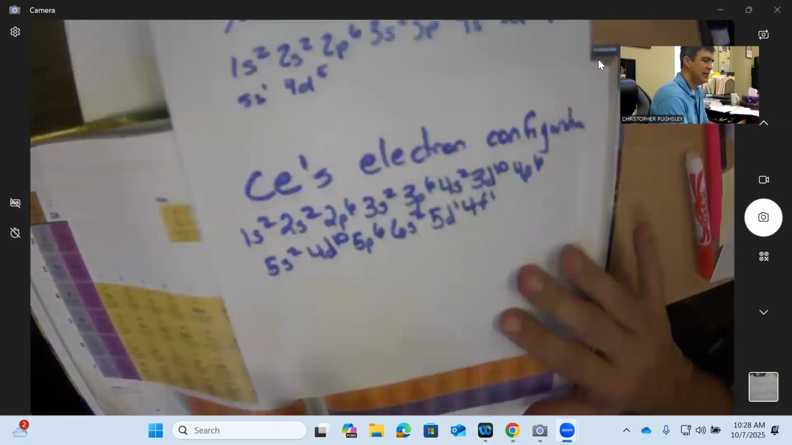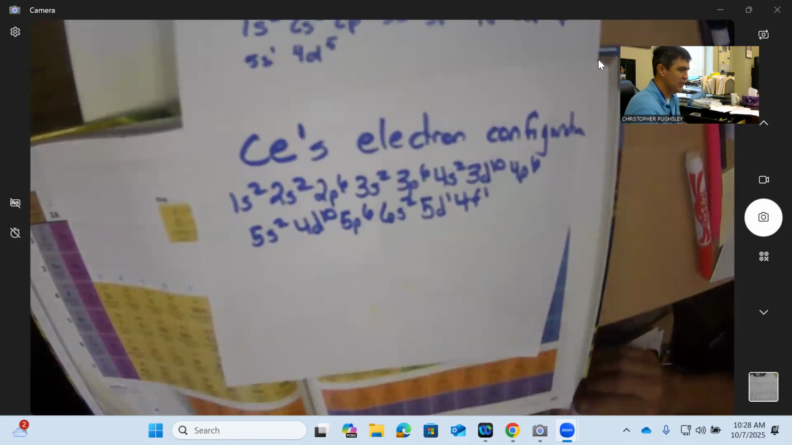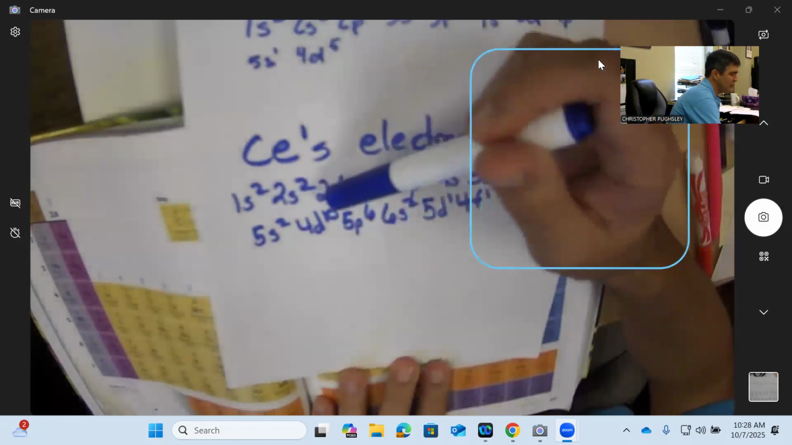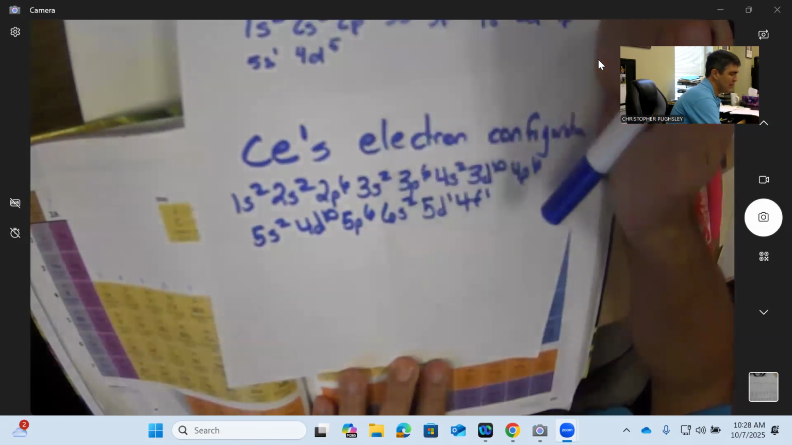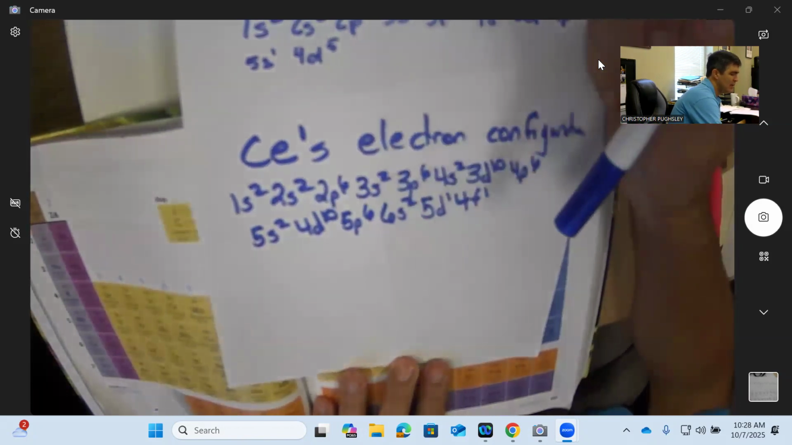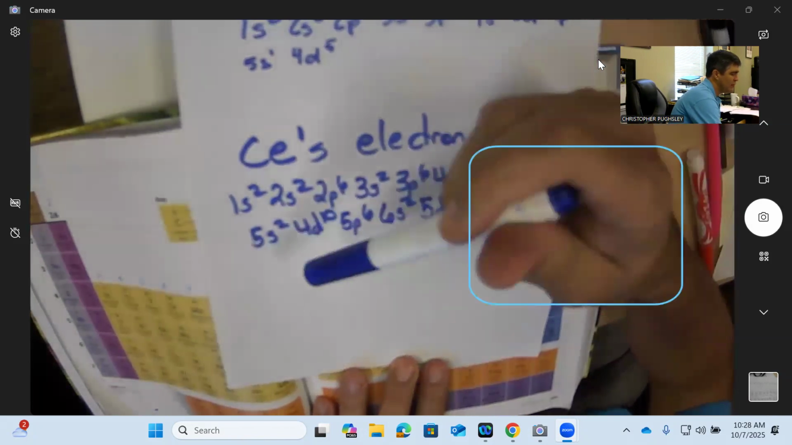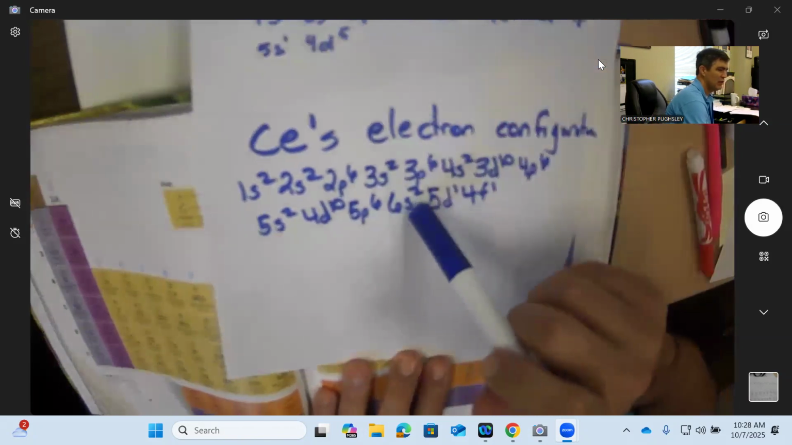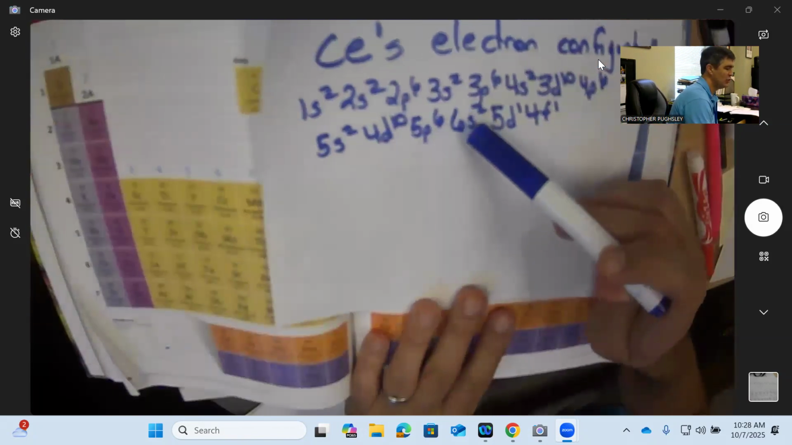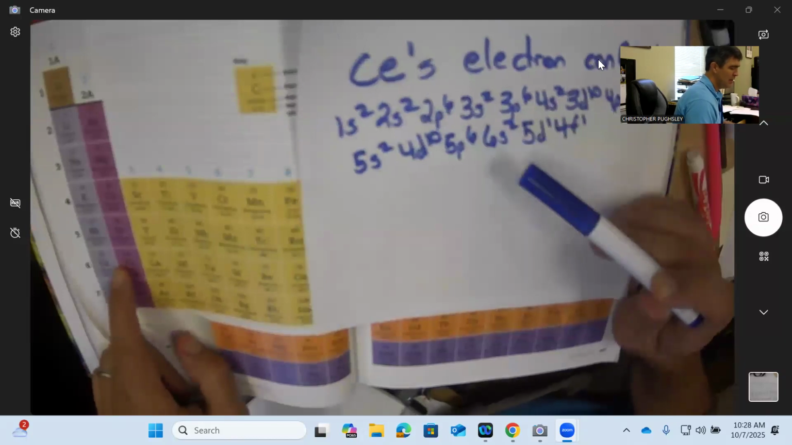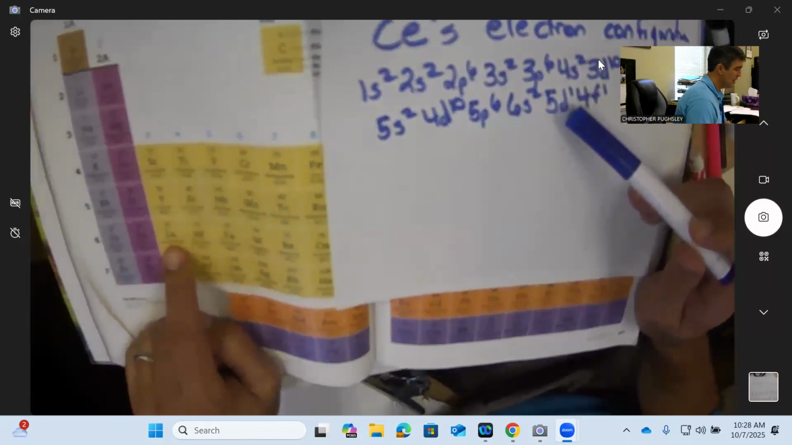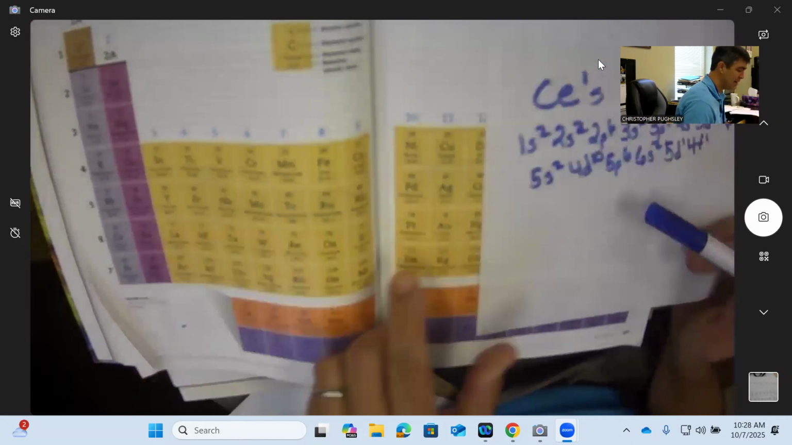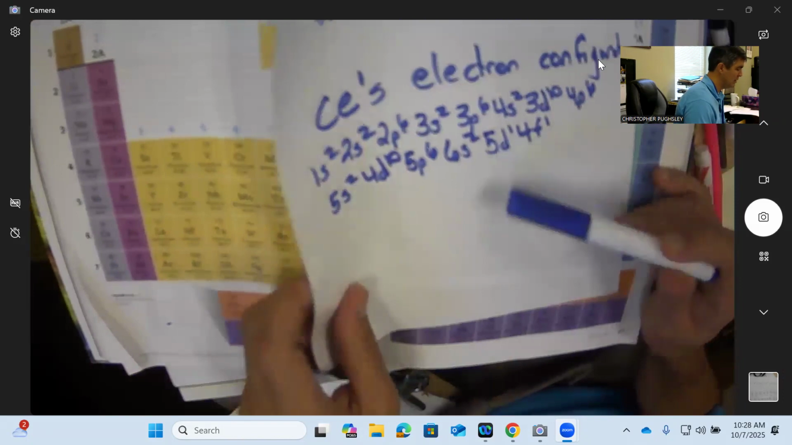All right. Here is cerium's electron configuration. Okay. We go with 1s2, 2s2, 2p6, 3s2, 3p6, 4s2, 3d10, 4p6, 5s2, 4d10, 5p6, 6s2. This is where it starts to get a little interesting. 6s2 is right here. And then lanthanum is part of the D subset. It's part of the D, so that means it is 5d1.